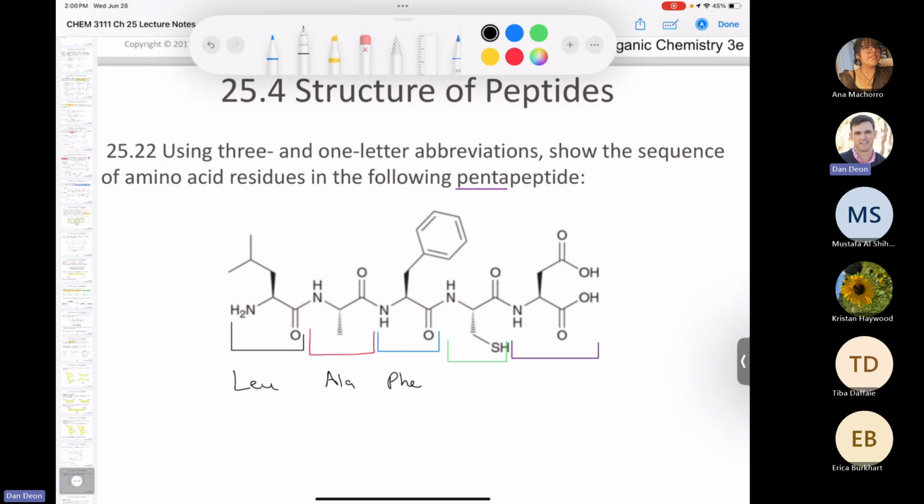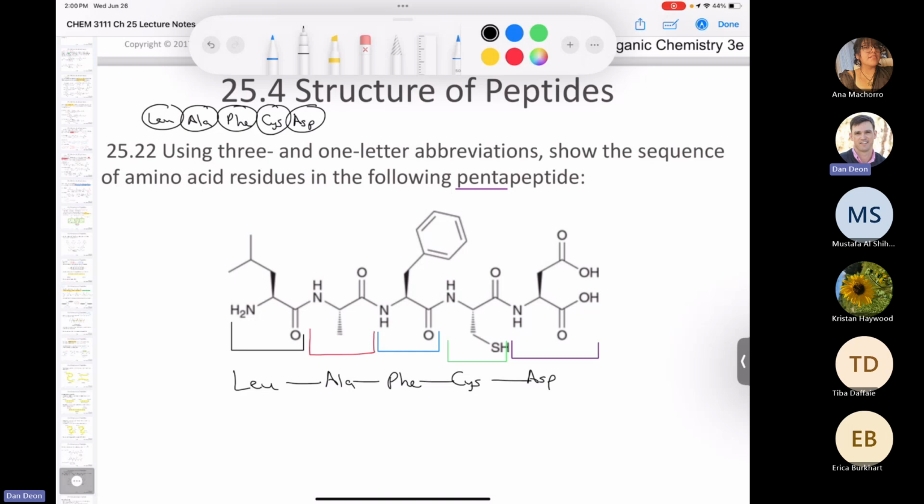The next one is cysteine. Cysteine is CYS. And the next one, it's not glutamic acid, it's aspartic acid. So that's ASP. Okay, so those are the three-letter abbreviations. We can put them together like this. If you're really fancy, you can put the circles together like this and say LEU, ALA, PHE, CYS, and aspartic acid, right? That's totally fine to do it that way.